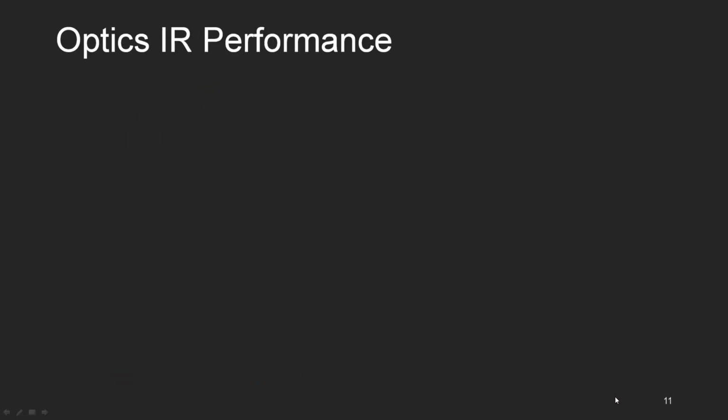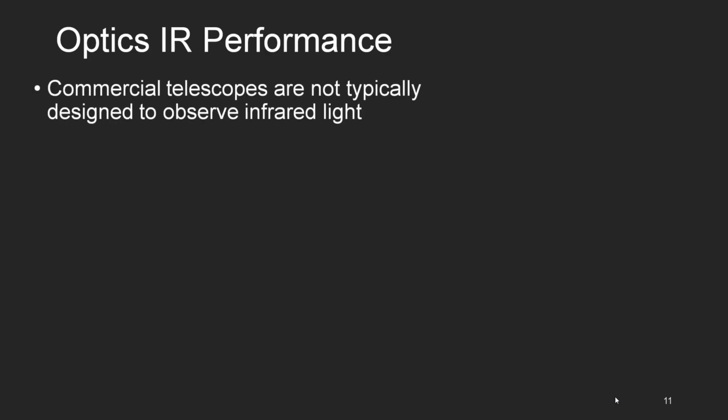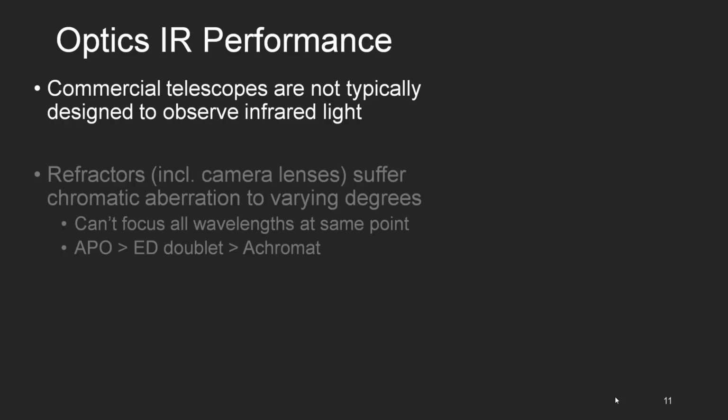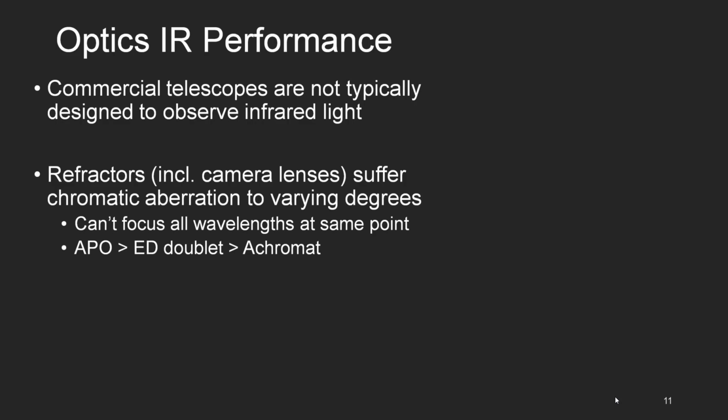The last technical thing to discuss about infrared imaging is your optics. The telescopes and camera lenses we use as amateurs are not typically designed for observing infrared light. Refractors, including camera lenses, suffer from chromatic aberration, an inability to focus all of the different wavelengths of light to the same focal plane. Apochromatic refractors are better at this than ED doublets, and ED doublets are better than achromats.